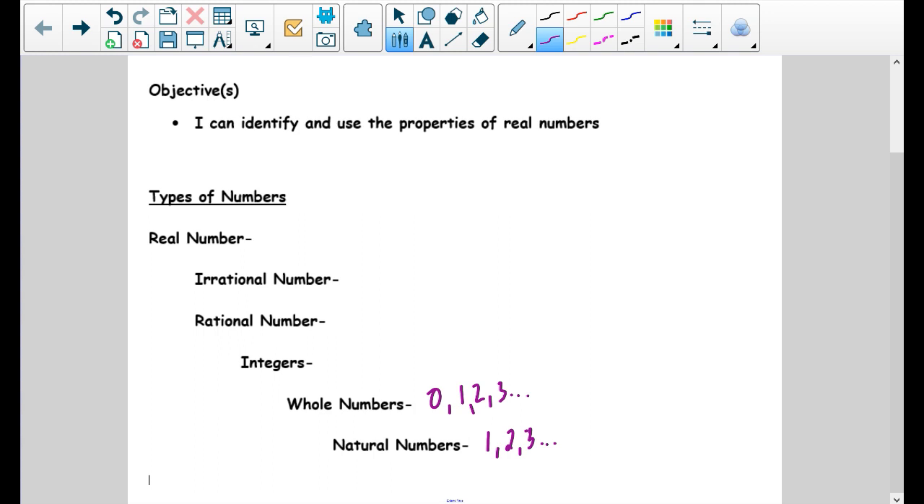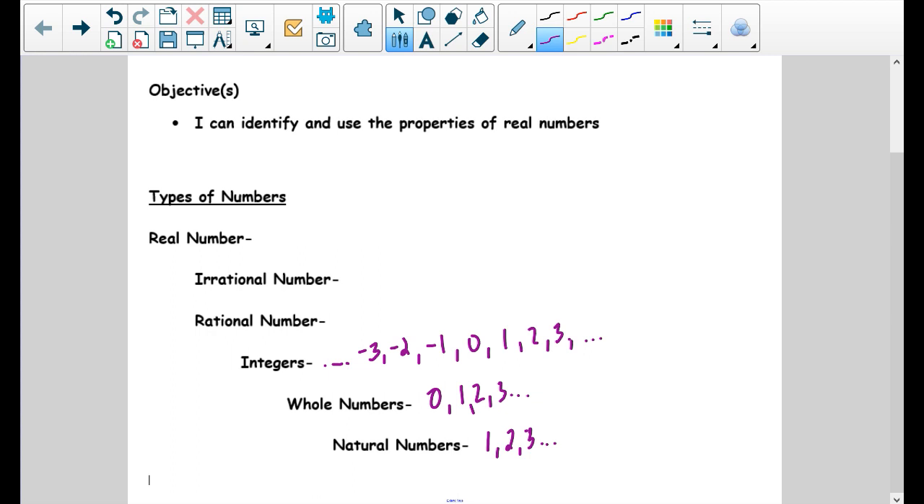What about integers? What do integers then include? What do I need to add to this? Remember, just adding to this: the negatives. So this includes all previous numbers and the negatives: -3, -2, -1, 0, 1, 2, 3, and so on.